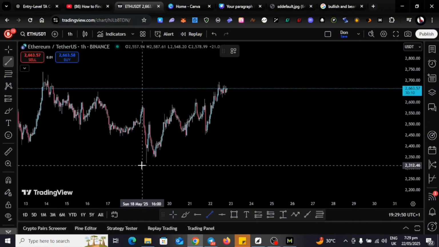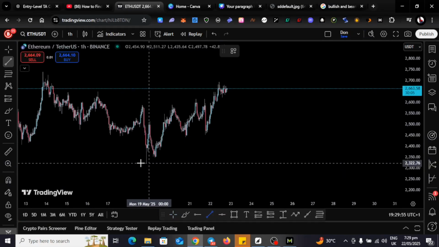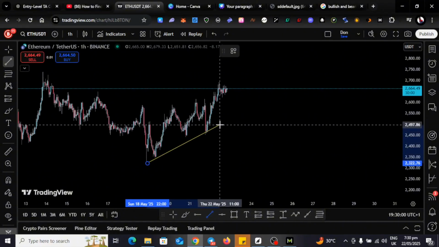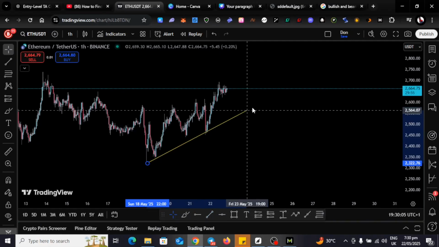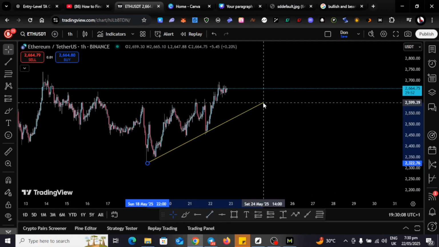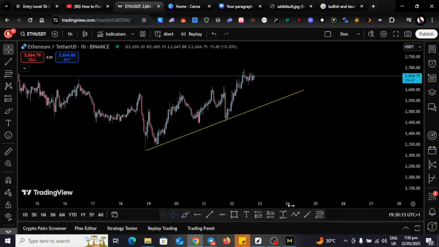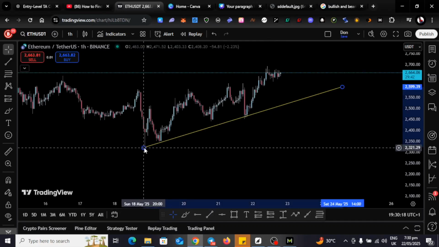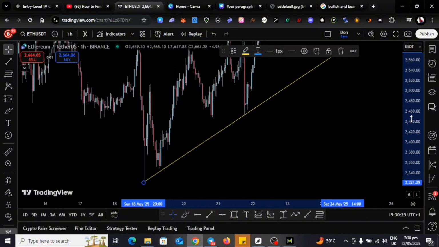So for an uptrend, you connect the what? Lower highs. You connect it and make sure, remember what I told you, that your touches should be 2 to 3. Make sure that it is the wick you are getting, not the candle body, because the wick is very, very important in a trend line.